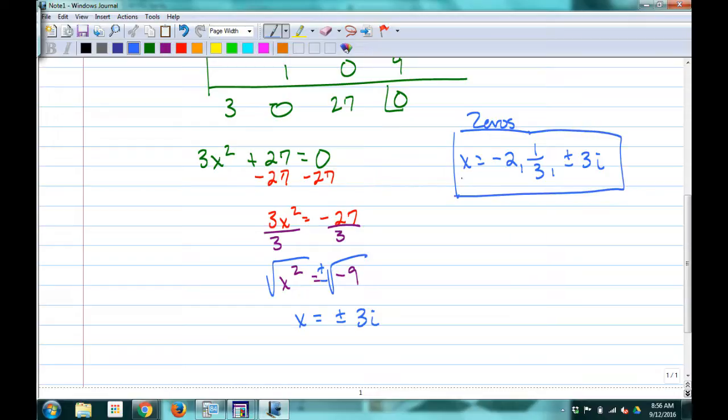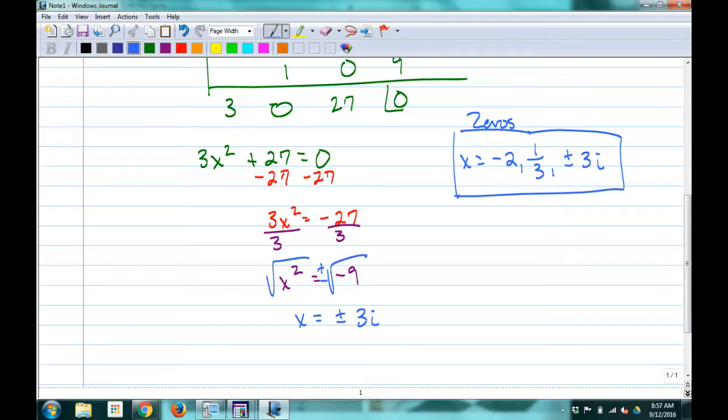How many is that? Negative 2, 1/3, positive 3i, negative 3i. That's 4, right? What was the degree of the original polynomial? 4. That should always match. Your degree should match the number of solutions that you're going to find.